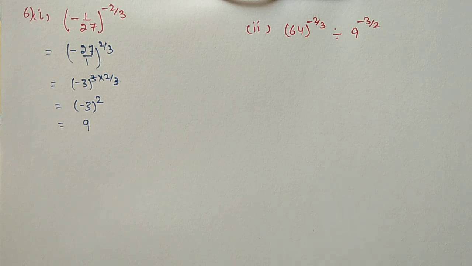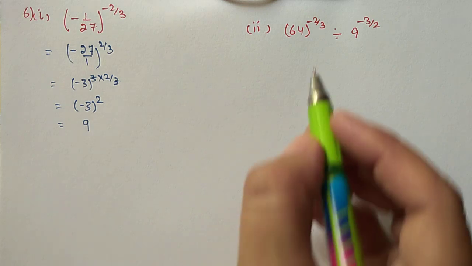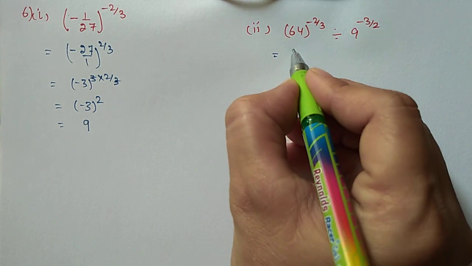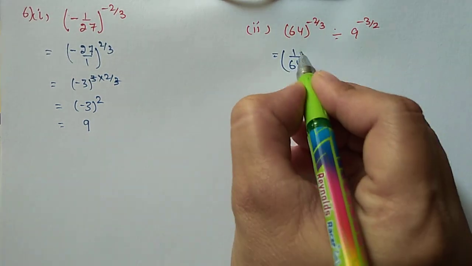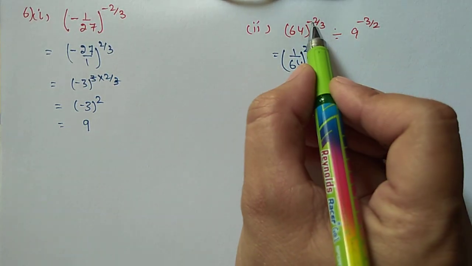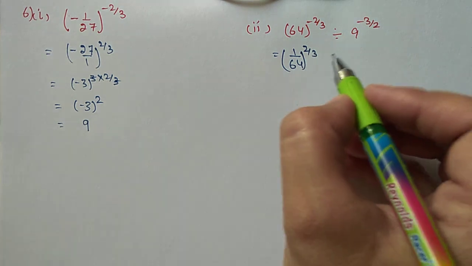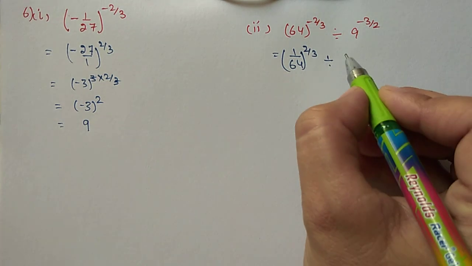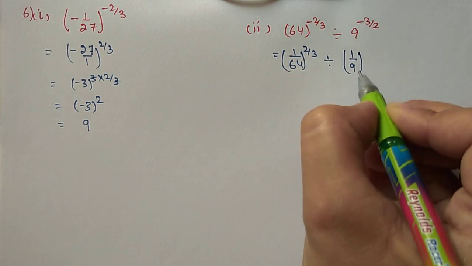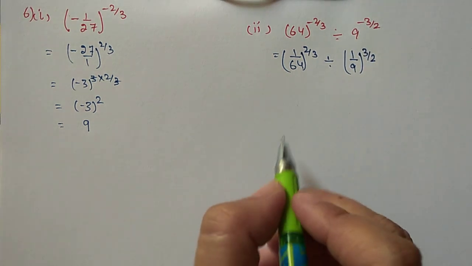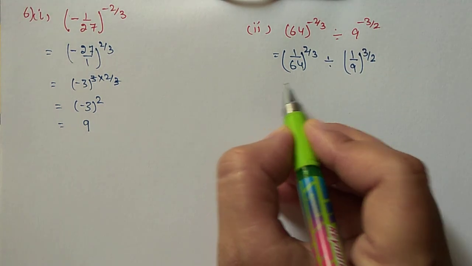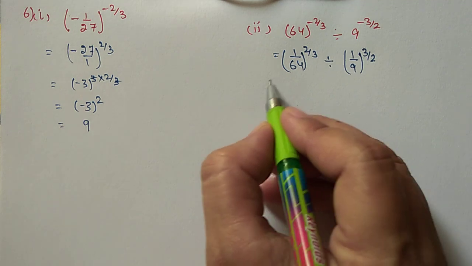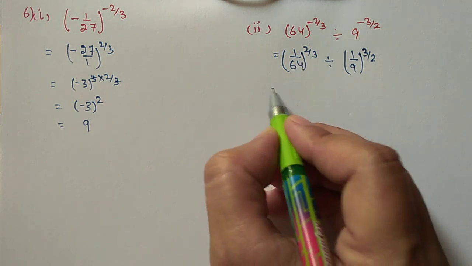Second part, 64 to the power minus 2 by 3 divided by 9 to the power minus 3 by 2. So this we can write as 1 by 64 to the power 2 by 3. Negative power will change into the positive. Here, division, 1 by 9 to the power 3 by 2. Now division also we can change into multiplication, or first we can simplify.